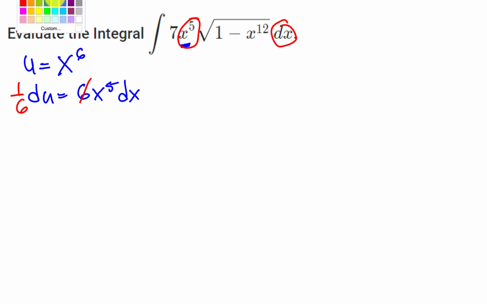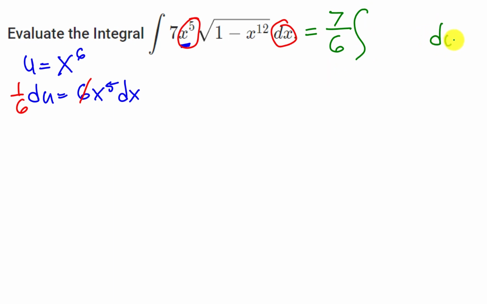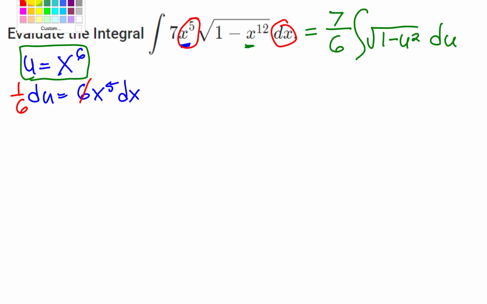So let's go ahead and do the u substitution. That's going to equal, and I'm going to bring the 7 out in front and the 1/6 that's part of my du. And so then I will be left with the square root of 1 minus... Now remember that u is x to the 6th, and I need an x to the 12th, so that's going to be u squared. Now I've got it in a form I can see how to integrate.